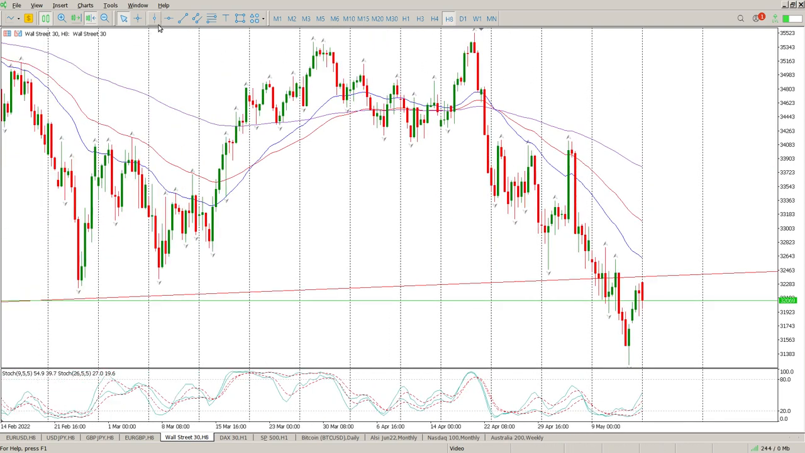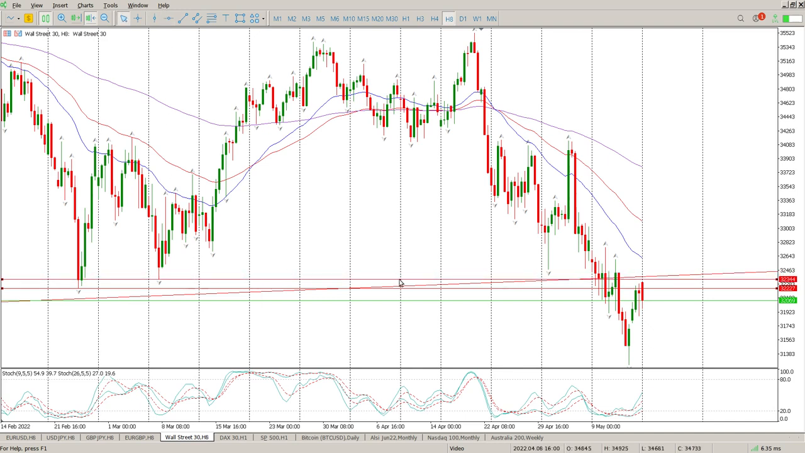Not that the data was unexpected, should I say. Their manufacturing numbers were really bad. Anyway, this is the previous swing low, and I just want to put another zone in here. So that is the zone.